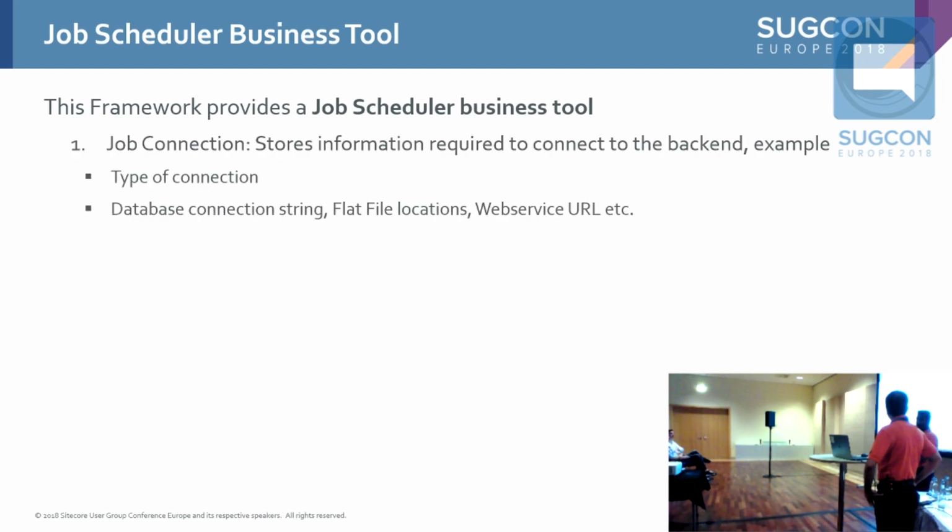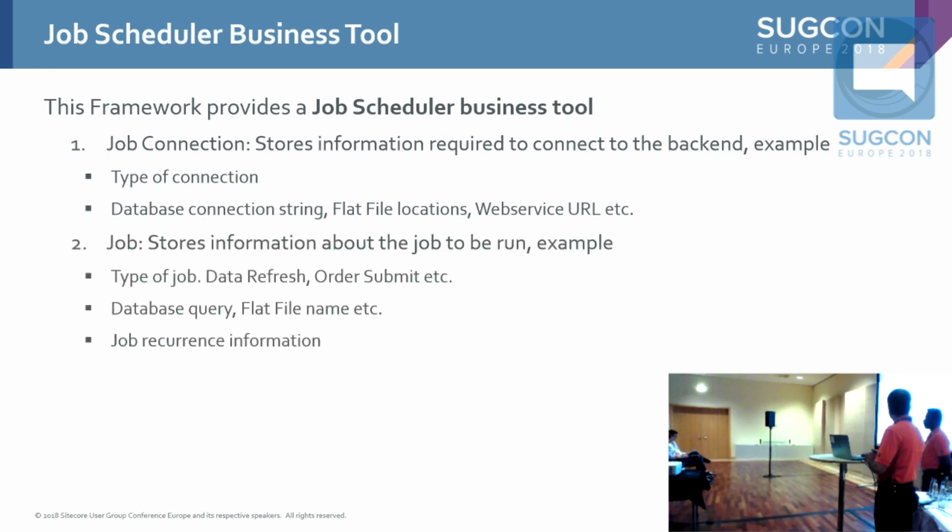The first step is to build a job connection. So what's a job connection? It stores information required to connect to the backend systems. Right. So we'll be showing more of it in the coming slide. Basically, job connection is something that defines what system you are going to connect to. Like if it is a SQL server, you need SQL server connection string. If it is a web service, you need the web service URL. So those kind of things are defined in the job connection.